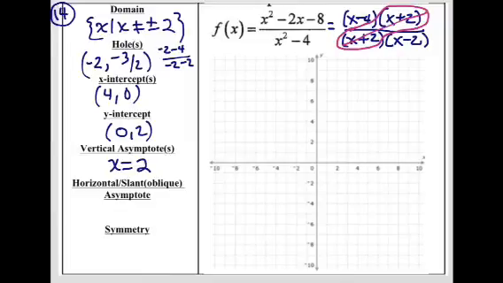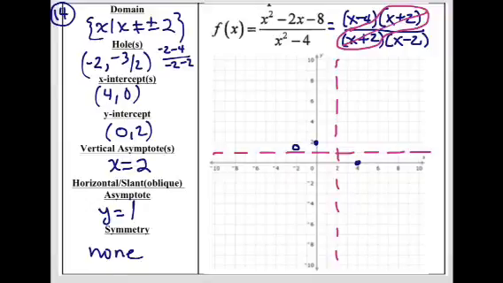This one's the powers equal function, x squared over x squared, so the leading coefficients are 1 over 1, so just 1. And this one has no symmetry because when you replace the x with a negative x, the denominator turns out to be the same, but the numerator is not the opposite. And it's not the same either as the original. So this is none.